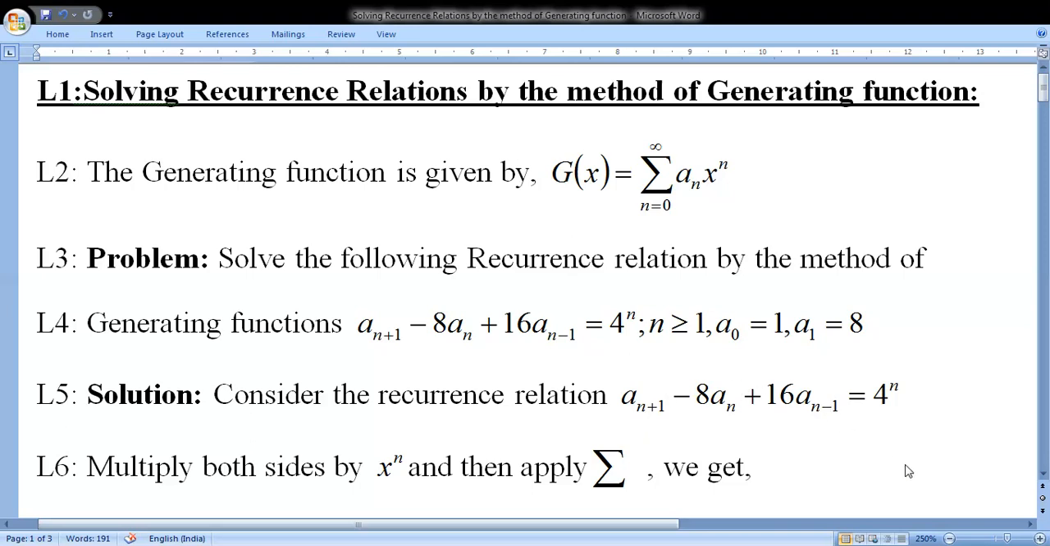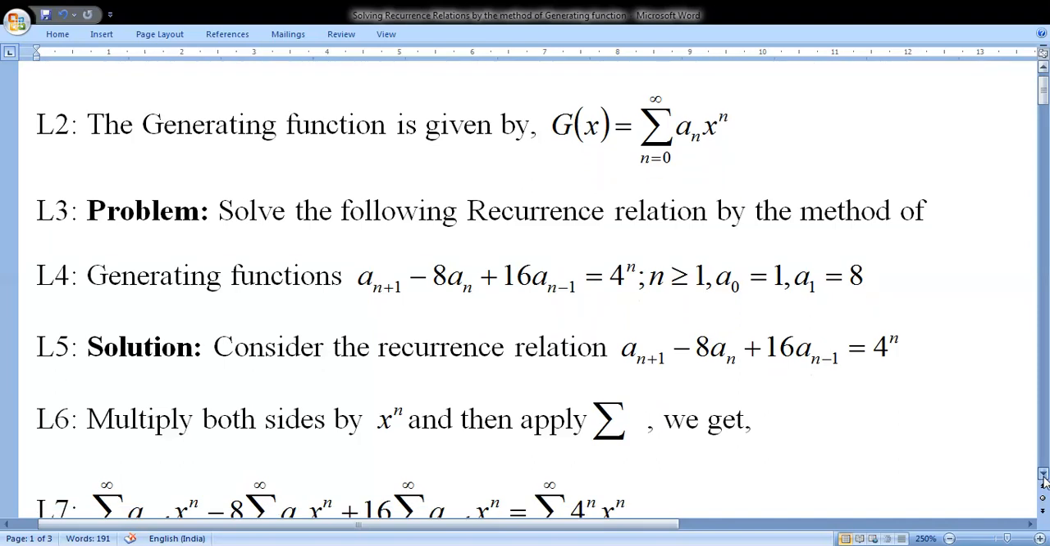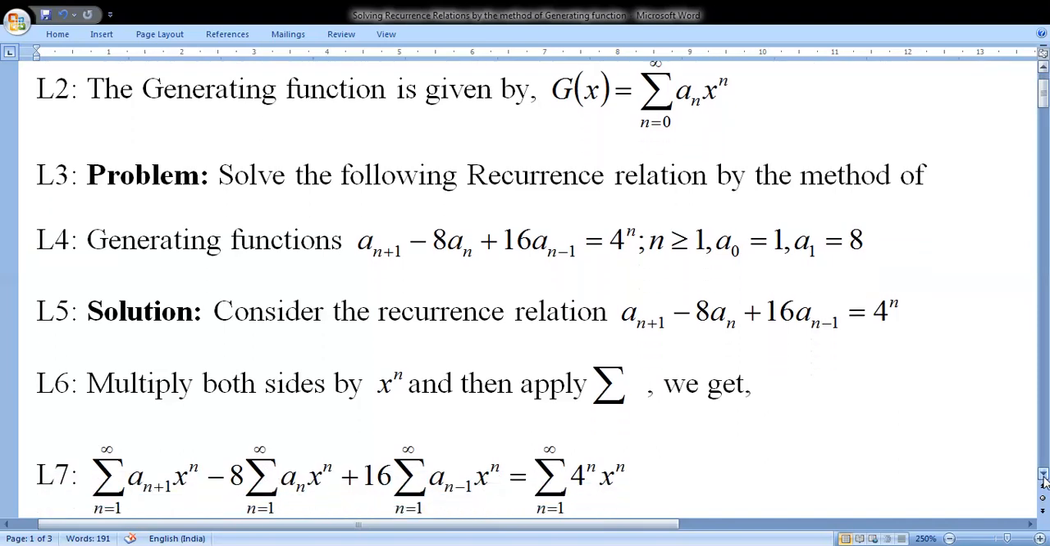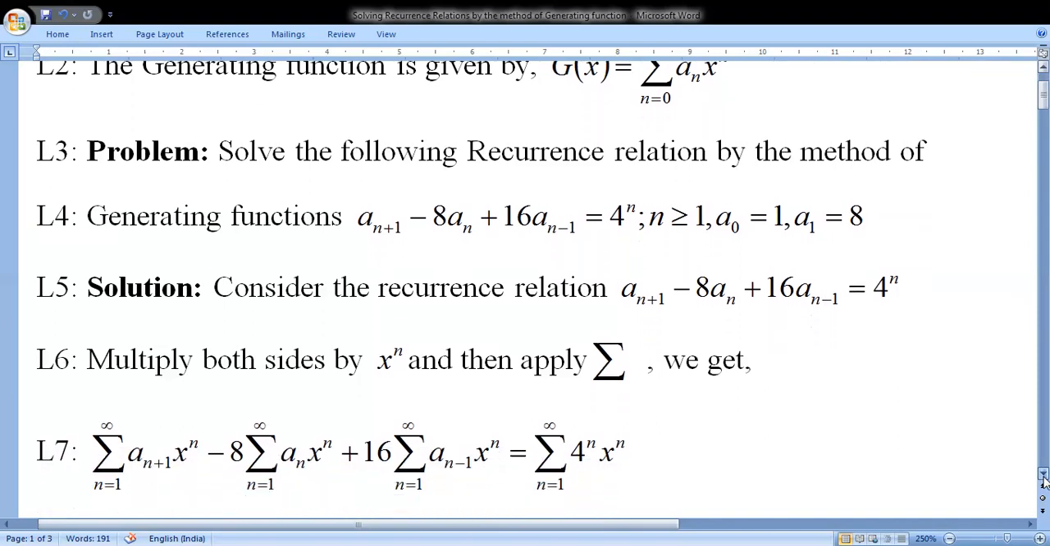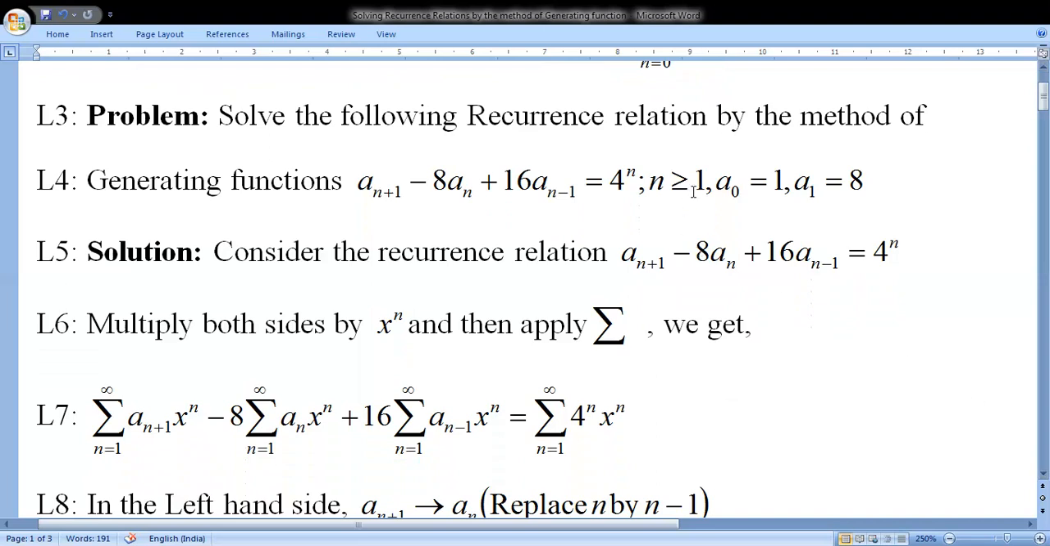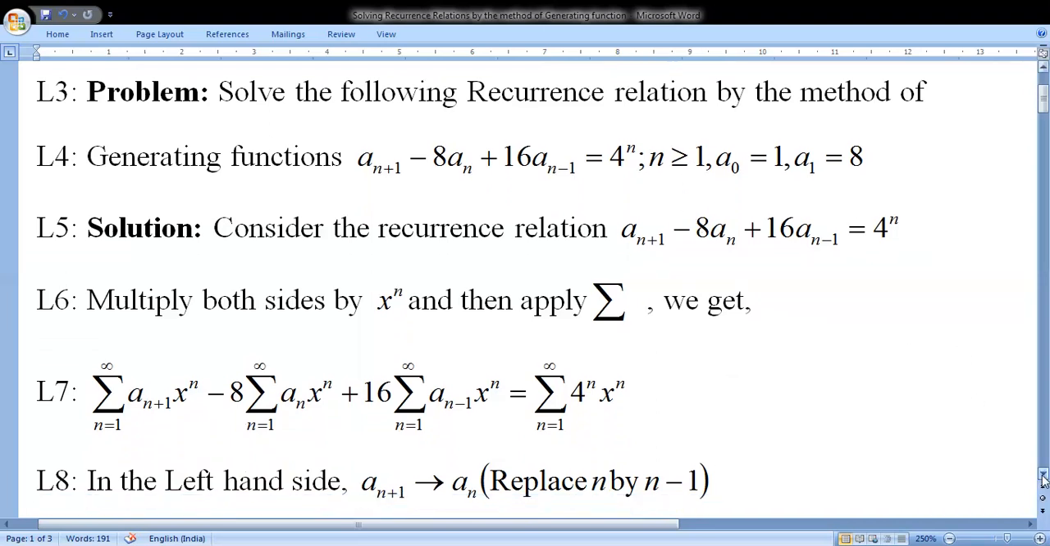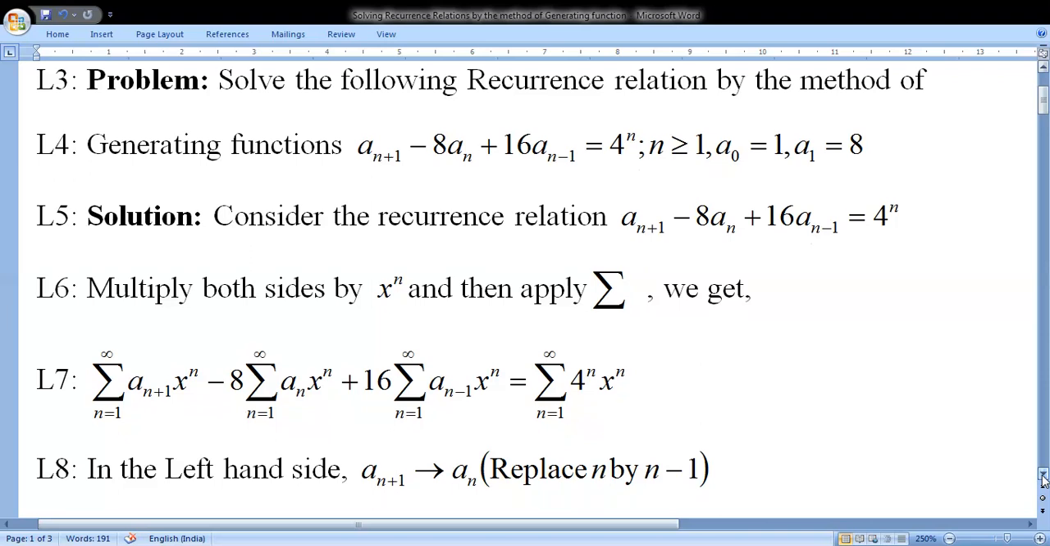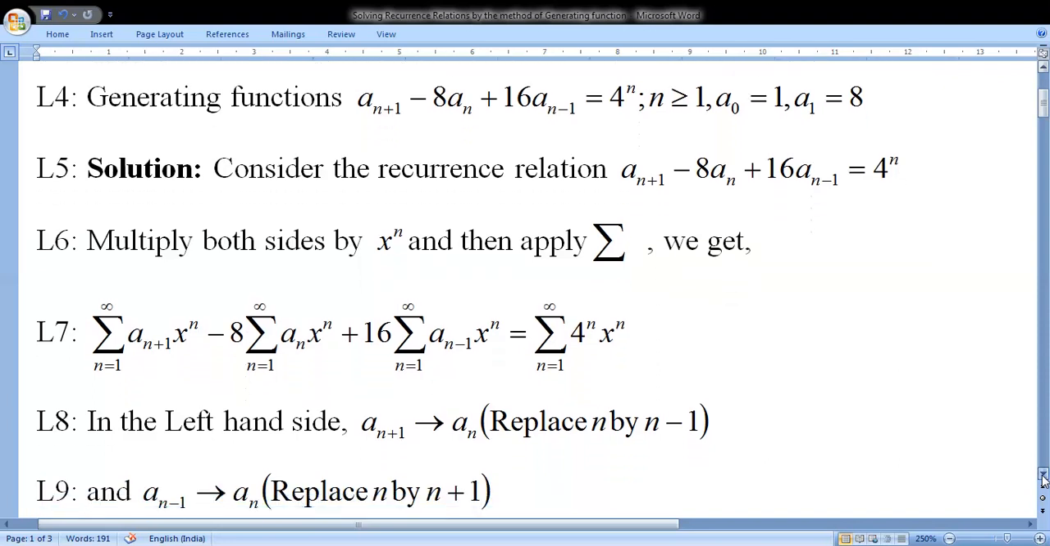I have taken the recurrence relation, multiplied both sides by x^n, and also taken a summation, that is sigma. Since n is greater than or equal to 1, n runs from 1 to infinity. So now we are in line 7.